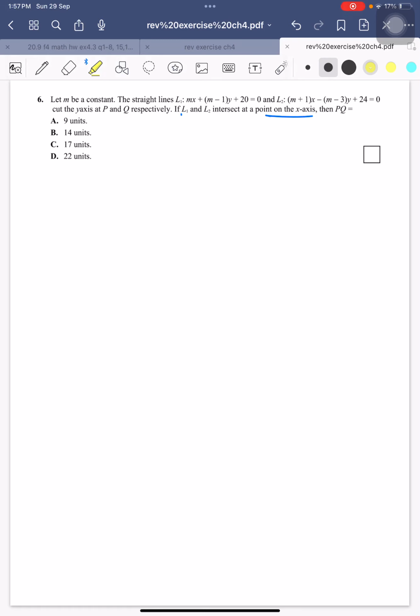Alright, so for question 6, we have the straight line equations L1 and L2, in terms of m, where m is a constant. They're saying that L1 and L2 cut the y-axis at P and Q, and that L1 and L2 intersect at one point on the x-axis. So the graph should look like this.